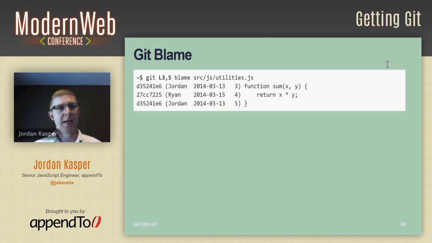You can also restrict this by lines. So at the very top, you can see I've got L3,5. And so I can restrict the git blame to just those lines if I need to focus. Now, obviously, when you have bigger files, you really do need to focus on a particular function or something.